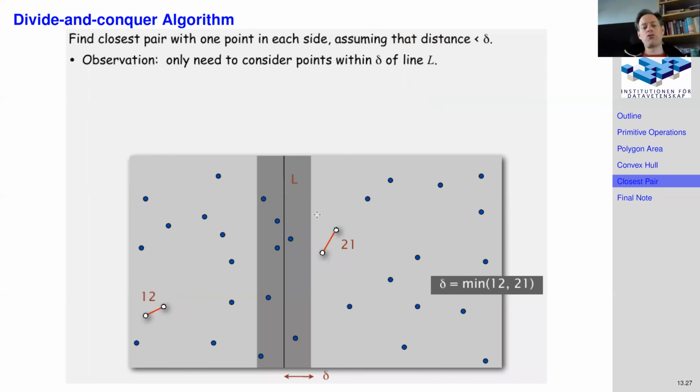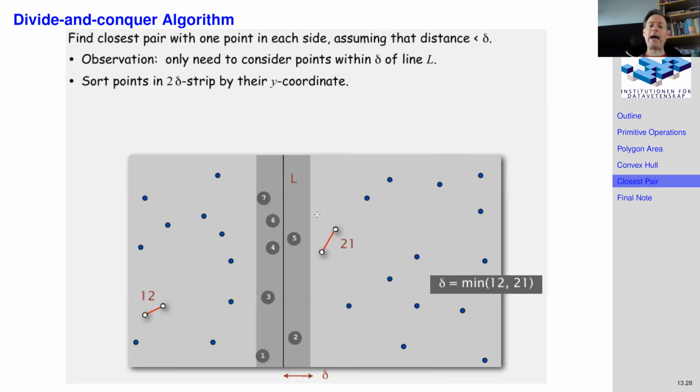So what's tricky here is, of course, how do we efficiently find the closest pair with 1 point on each side of this line L. This may look like it's actually as difficult as the original problem, because you might imagine that all the points are within this delta distance of L. However, we know that we can do better than this.